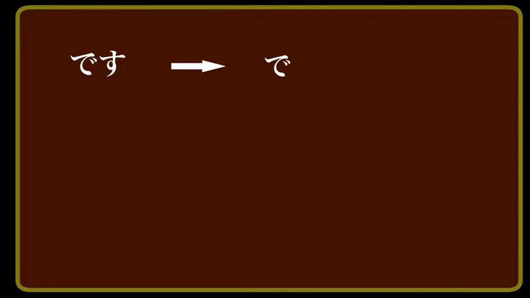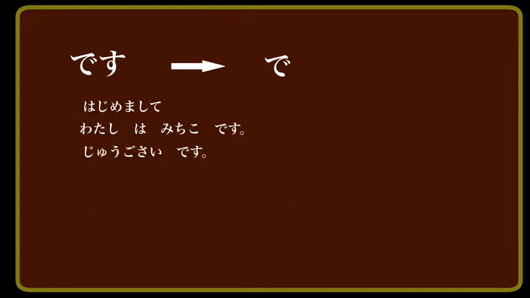In this lesson, we're going to look at how to join sentences. Firstly, sentences that end in desu, sentences that end in verbs, then adjectives and nouns, and what you need to include to put two ideas together. We'll start off looking at the Japanese word desu.